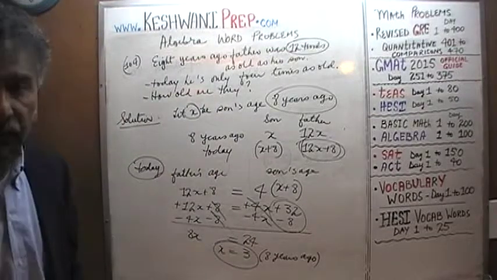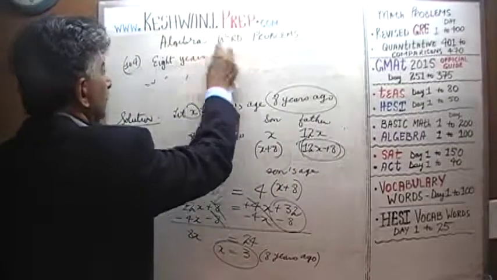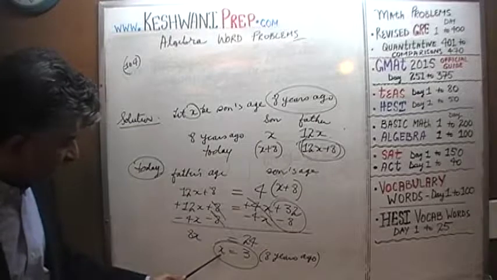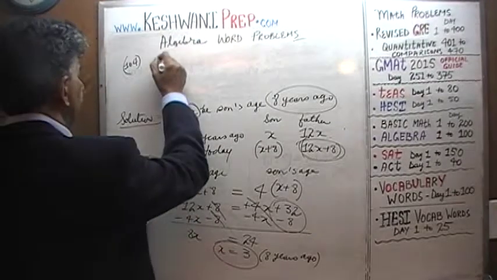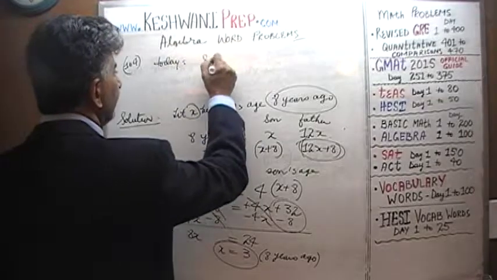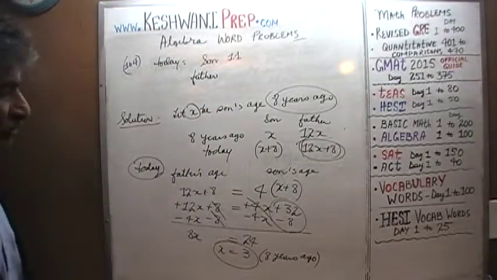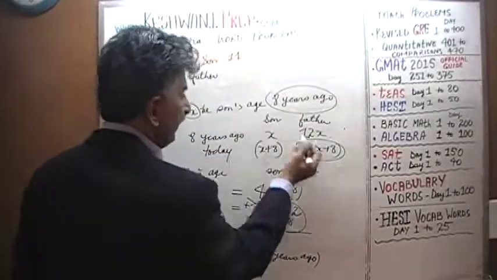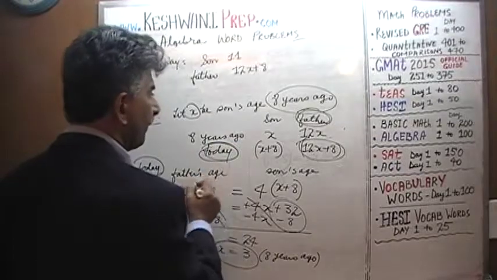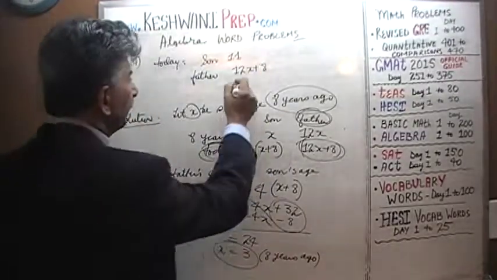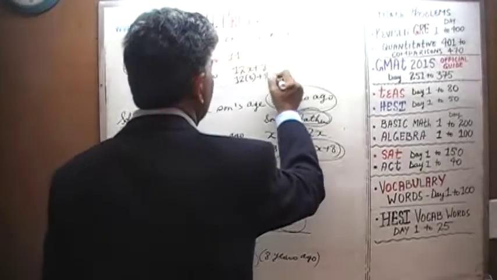Let's verify. Let's make sure that this answer makes sense, okay? We can do the verification on the top. They were asking for their ages today. We can finish it up. If the son was 3 years old 8 years ago, today the son's age is going to be 11. And the father's age is going to be? Where is father's age? Right here. 12x plus 8 represents father's age today. And x we are saying is 3. So it's 12 times 3 plus 8, 36 plus 8. 36 plus 10 would have been 46, so it's 44.